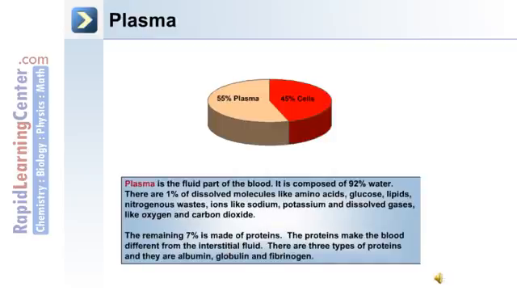The fluid part of whole blood is known as plasma. It's composed of 92% water. There is 1% of dissolved molecules such as amino acids, glucose, and lipids, as well as gases such as oxygen and carbon dioxide. The remaining 7% is made up of proteins. These proteins make the blood different from the surrounding interstitial fluid. There are three types of proteins in plasma: albumin, globulin, and fibrinogen.